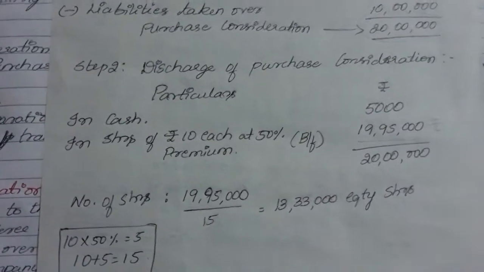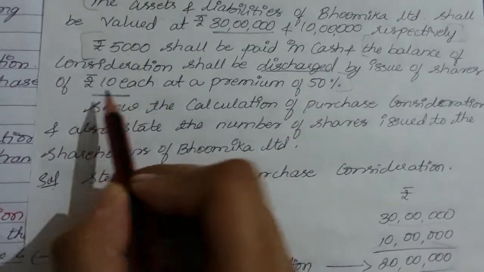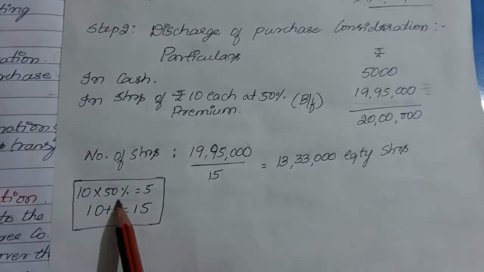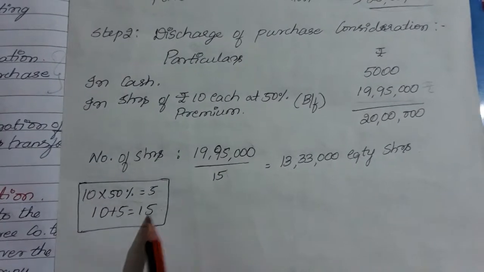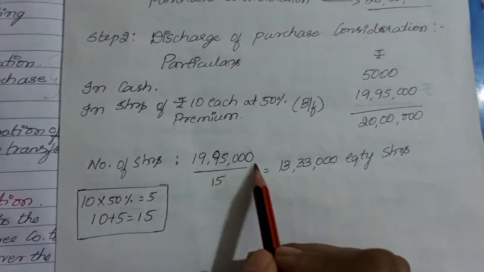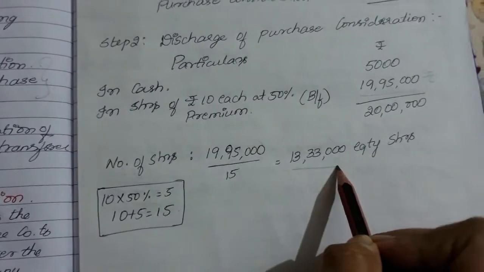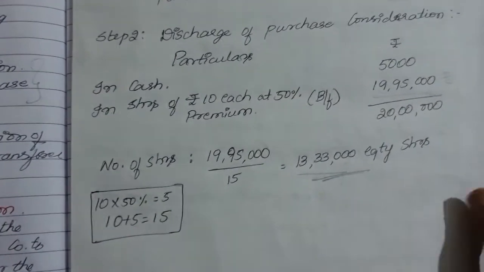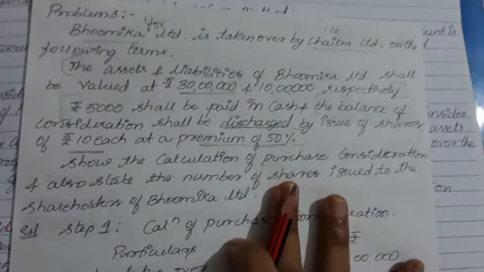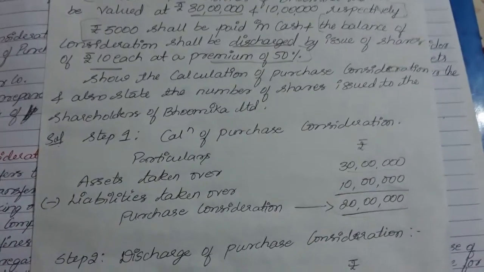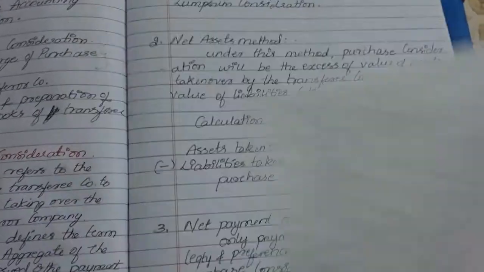It is 19,95,000 divided by 15. Why 15? The face value of each share is 10 rupees, but they are paid at a premium of 50%. So 10 into 50% is 5, so 10 plus 5 is 15. So 19,95,000 divided by 15 is 1,33,000 equity shares issued to Bhumika Limited. So this is all about problem number 3, while calculating the purchase consideration under the net asset method.